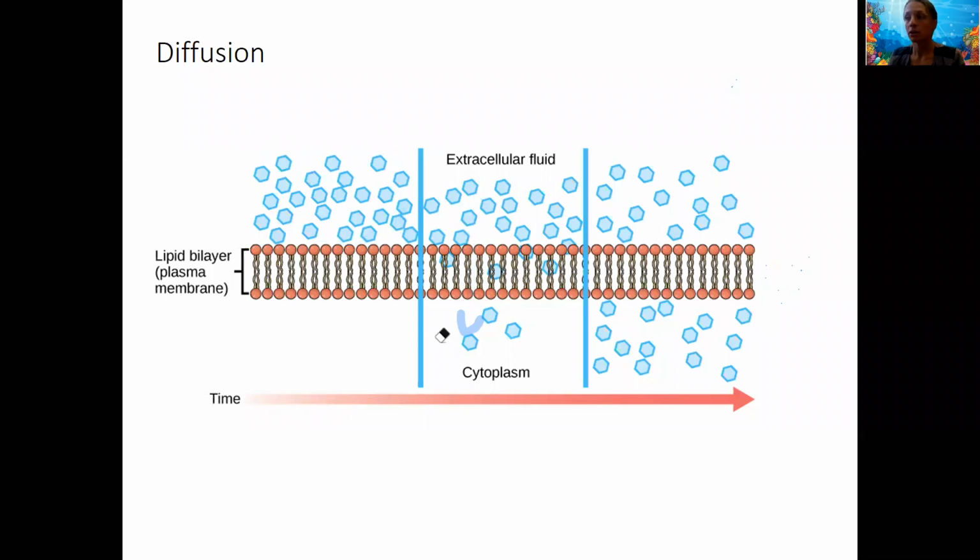So now let's go back to, if we want to have something pass across here, not only does it have to have a gradient, but it needs to be able to go across the phospholipid bilayer, or we need a protein in there that will help us get it across. Let's go back to a learning check.